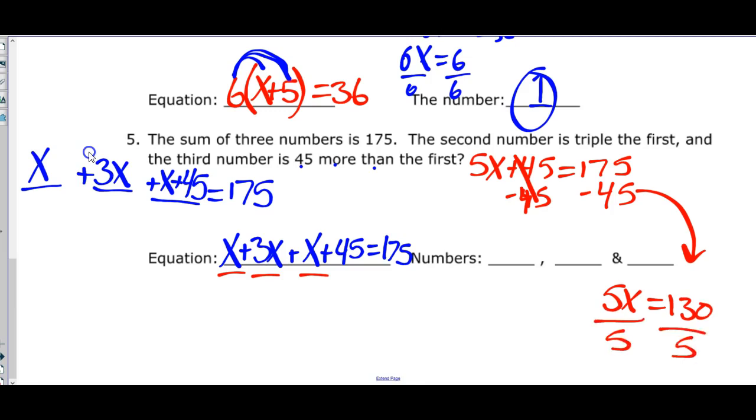Divide by 5. And 130 over 5 is 26. That's my first number. The second number is 3 times the first number. So times 3 to get 78. The third one is 45 more than the first. So I'm going to take the first, add 45, and I get 71. And those are your three numbers, 26, 78, and 71.